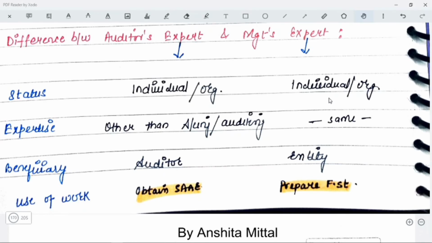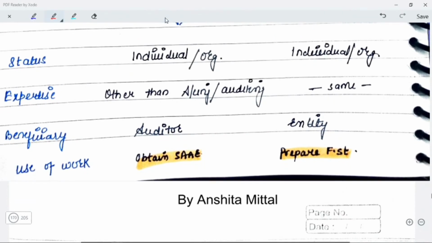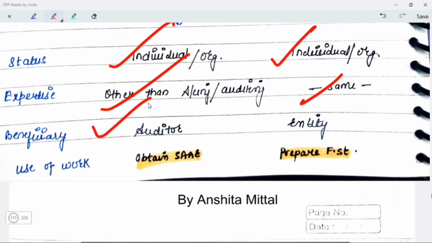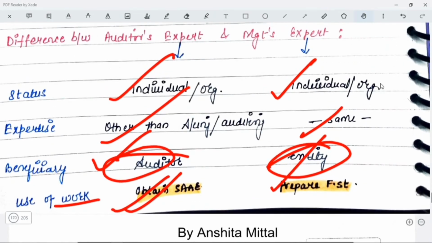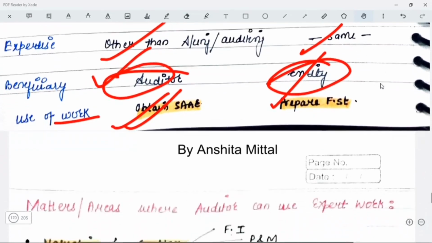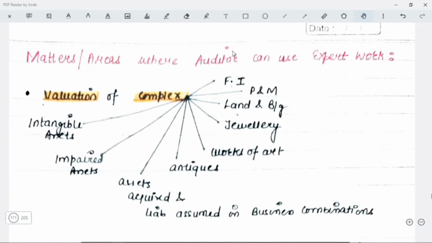Expertise की बात करें तो दोनों ही other than accounting and auditing में expertise hold करते हैं. Beneficiary की बात करें तो auditor's expert, as I told you, the beneficiary is the auditor, and in case of management's expert the beneficiary is the entity. Use of work की बात करें तो आप उसका काम use क्यों कर रहे हो auditor's expert का? To obtain sufficient and appropriate audit evidence, whereas the management's expert is used to help the management prepare the financial statements.